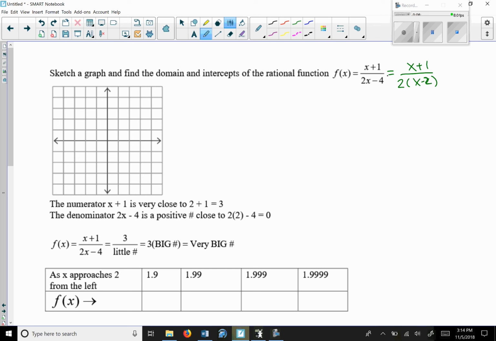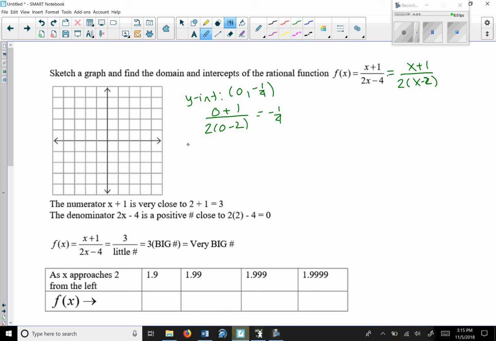And if I am graphing this, I'm going to want to find my x and y intercepts. So for my y-intercept, we know we're going to set 0 in for x and solve. So we get 0 plus 1 over 2 times 0 minus 2. So that's going to give us 1 over 2 times negative 2, which is negative 1/4. So my y-intercept is (0, negative 1/4).